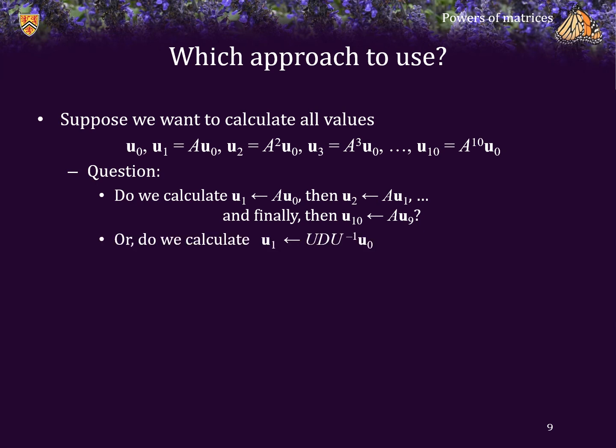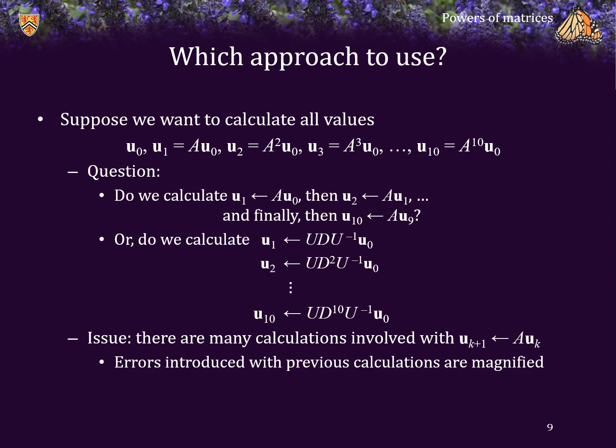Or alternatively, do we use the eigenvalue decomposition, and therefore u1 is just this product, u2 is a similar product, but now we are using D squared, and we'd carry on all the way up until u10, each time calculating u sub k by calculating U, the capital matrix U, times the diagonal matrix raised to the power k times the inverse times the vector u0?